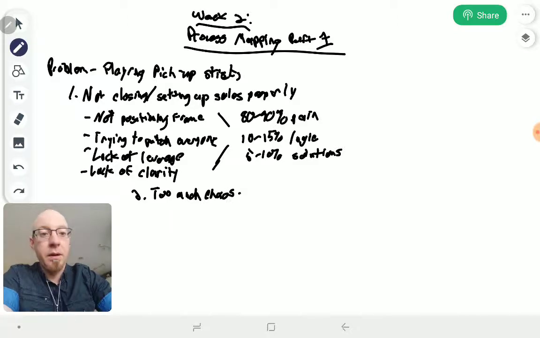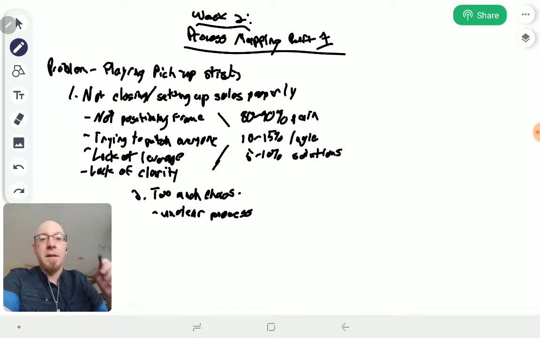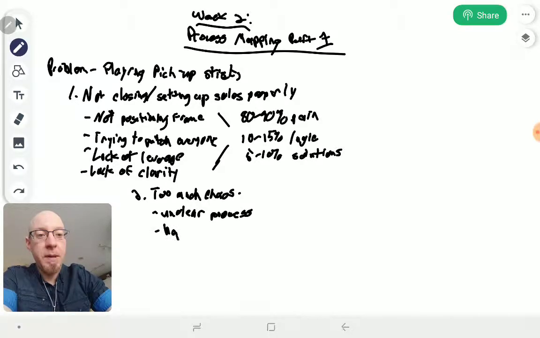Number 2, too much chaos. Right? So, unclear processes, you're jumping around too much. You're trying to go from A to D, back to B, and then on to F. It doesn't work. With that being said, you're just hoping something sticks. You're playing the hope game instead of the production game.